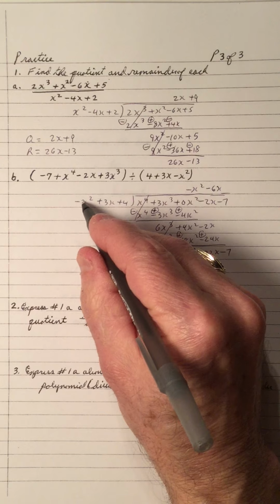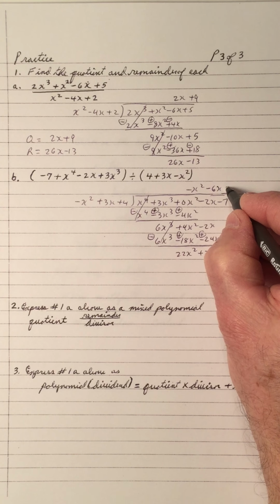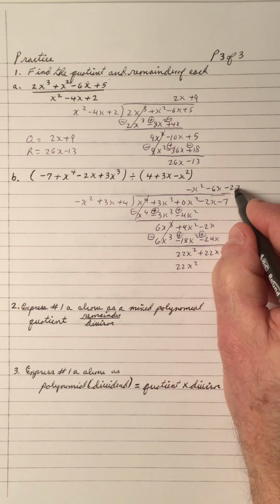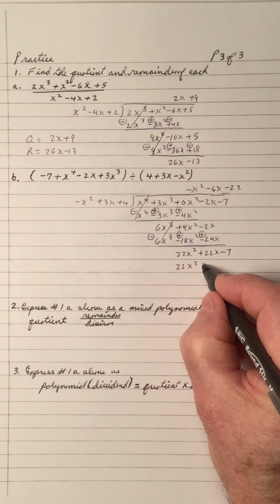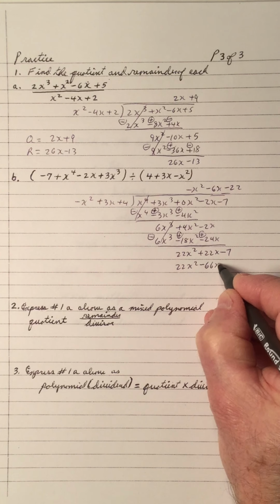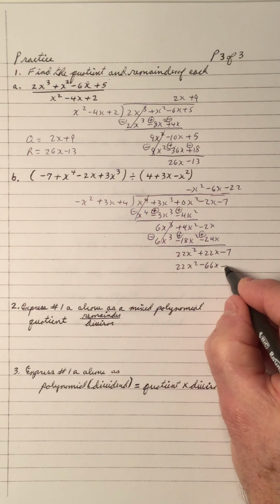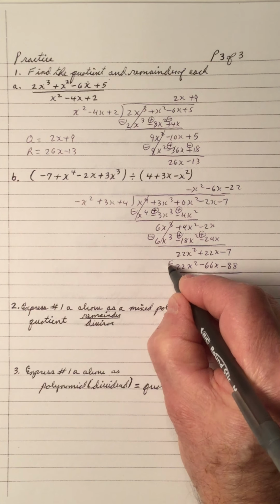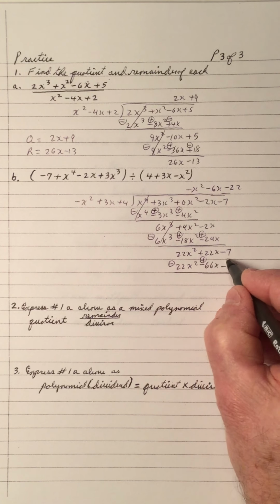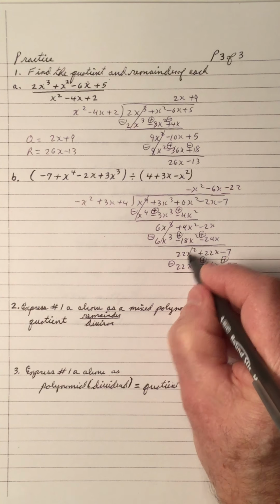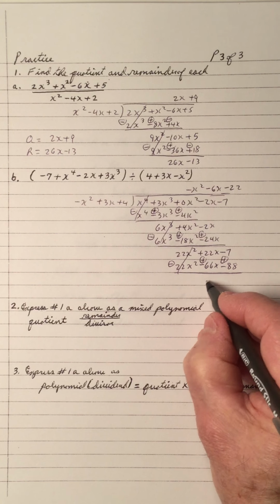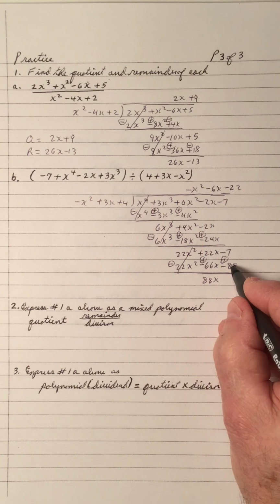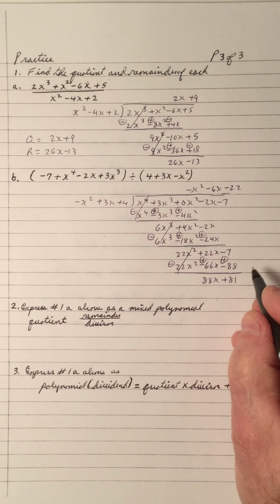And negative x squared into 22x squared is a negative 22. Multiply back. 22x squared. Negative 22 times 3 is a negative 66x. Negative 22 times 4, negative 88. Change the signs. That's a negative, that's a positive, and that's a positive. They give you 0. 22 and 66 is 88x. Negative 7 plus 88 is plus 81.